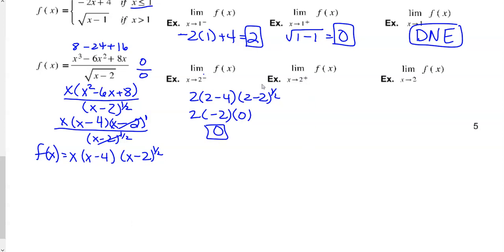When I plug 2 for the right in, what happens? I get the same exact values. I get 2 times a negative 2 times a 0. So again, this one is also equal to 0. Hence, the limit from the right and the limit from the left are equal, making my two-sided limit equal to 0 as well. And that right there gives us our values on some one-sided limits, using some factoring and being able to work with a piecewise function as well.